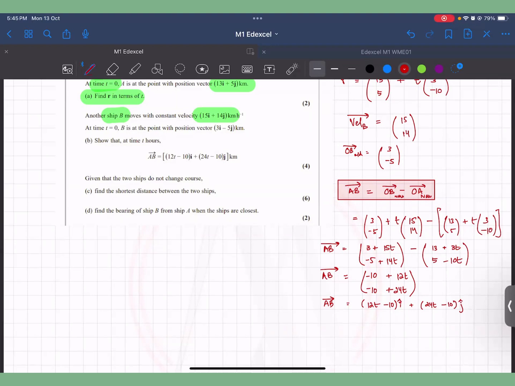The magnitude will be the distance between them. And you know how you get the magnitude? It would be the square root of this thing squared plus (24t minus 10) squared. This is the magnitude. And now we simplify it.